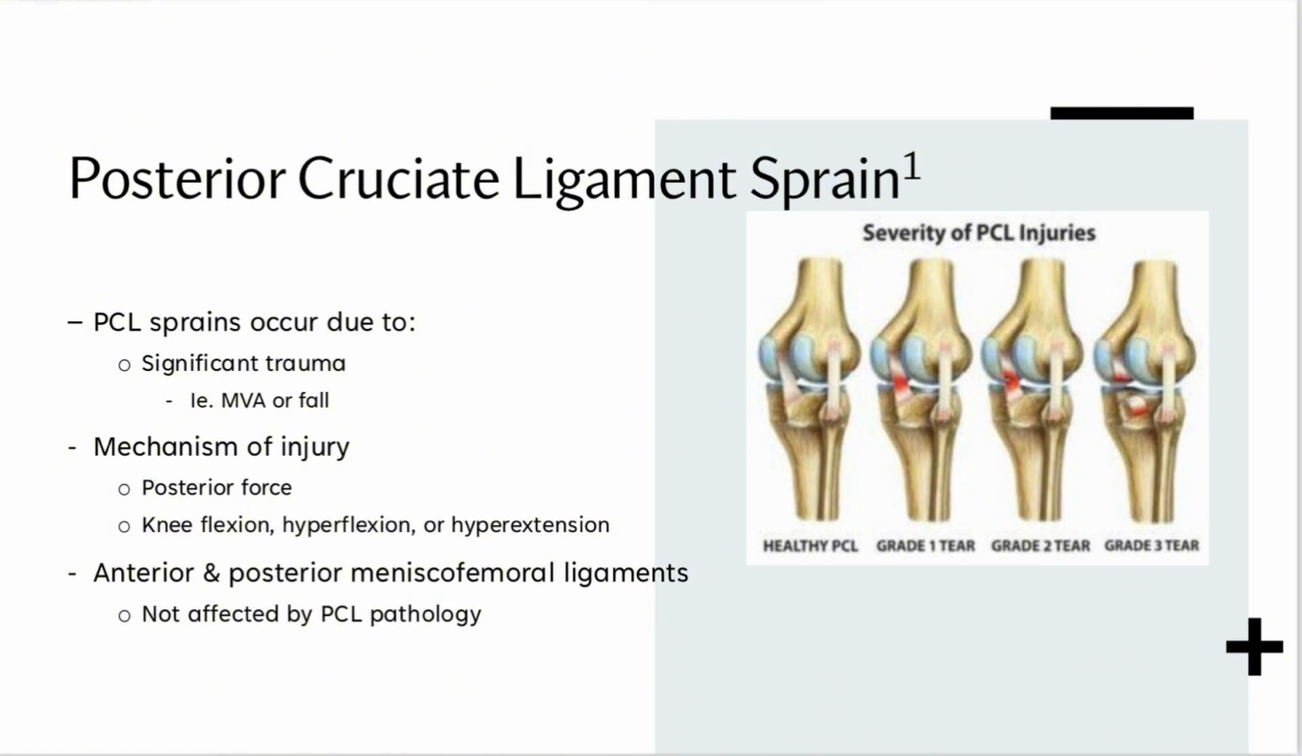And then something that I found interesting regarding the PCL is that there are two ligaments called the anterior and posterior meniscofemoral ligaments. They're two different ligaments that originate from the same area as the PCL, but they have different insertion sites. So even if there's a mid-substance tear of the PCL, like the PCL tears in the middle of the ligament, instead of its insertion or origination sites, they will remain unharmed.